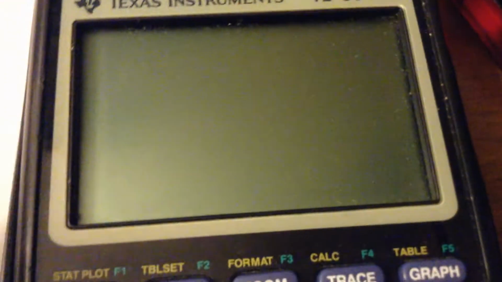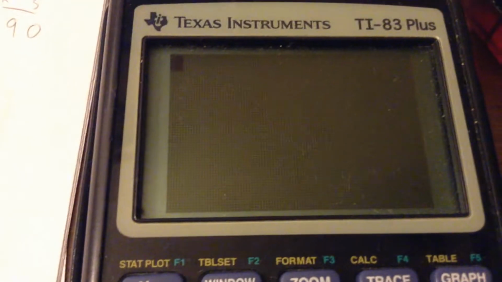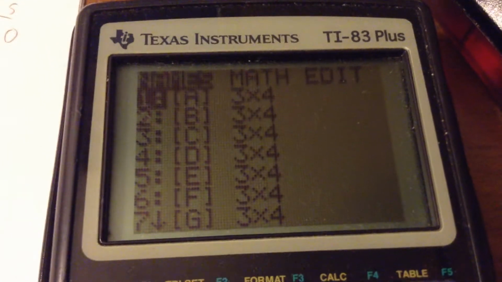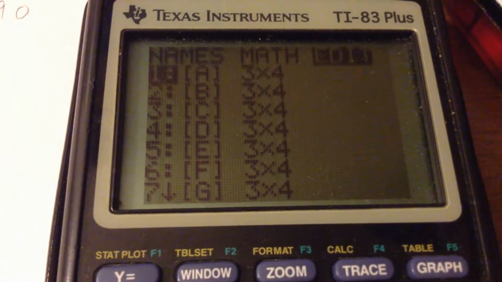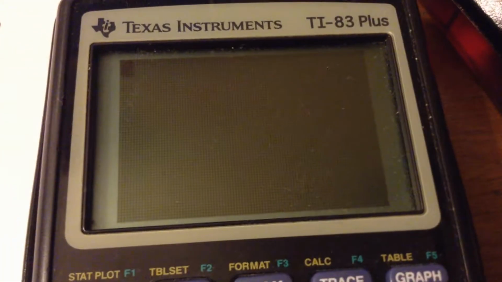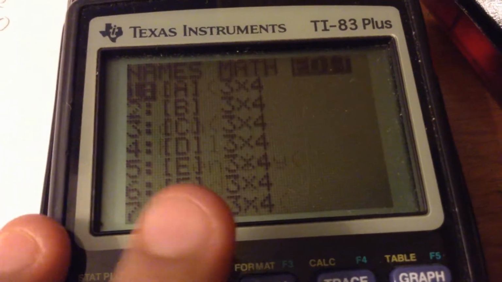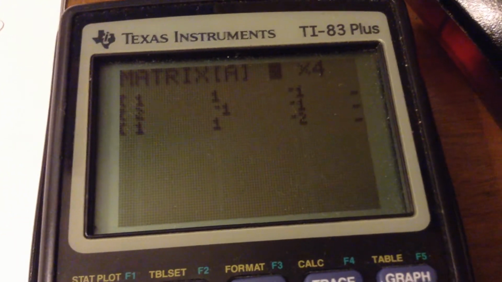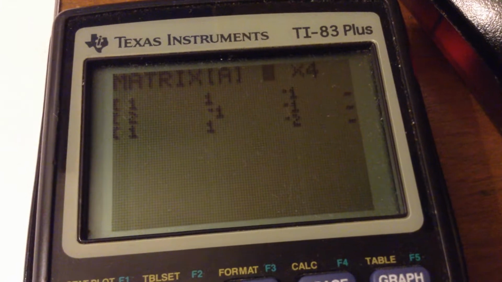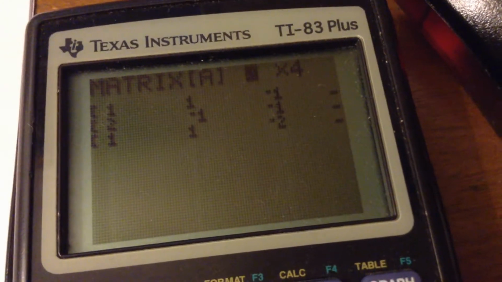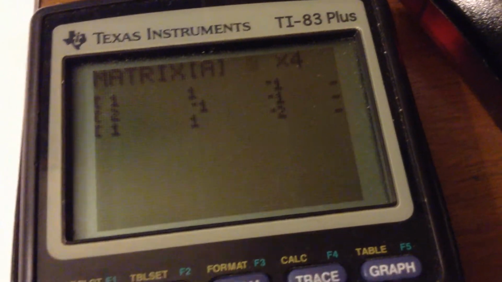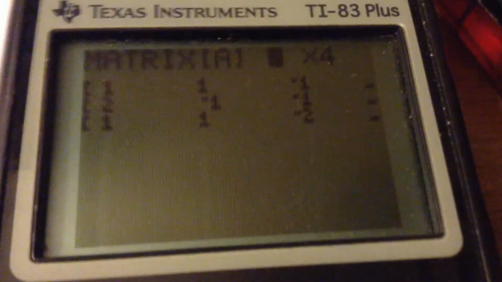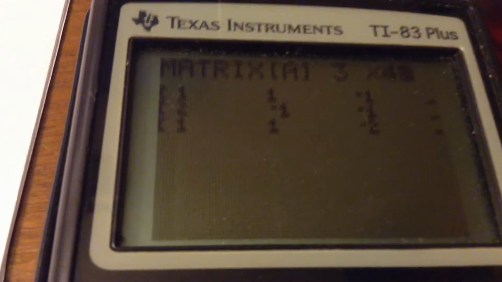Now you want to check your work by using your graphing calculator. So you turn on your graphing calculator, second matrix, edit, and I'll delete the first one here. Oops, second matrix, edit, enter, clear. Oh man. Okay, well anyways, you want to make sure that you tell the calculator that it's a 3x4, and you plug in your values.